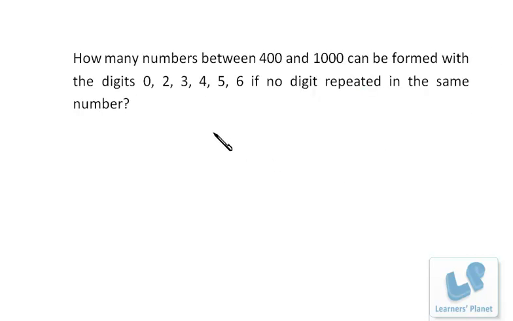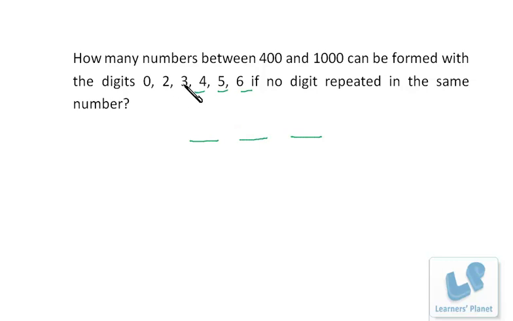Now, how many numbers between 400 and 1000 can be formed with the digits 0, 2, 3, 4, 5, 6 if no digit is repeated in the same number? Now friends, numbers are between 400 to 1000. That means obviously 3 digit numbers are there, so 1, 2 and 3. Now the numbers should be greater than 400. That means we have the single option that the first position should be occupied by 4, 5 or 6 only, so the numbers will be greater than 400.